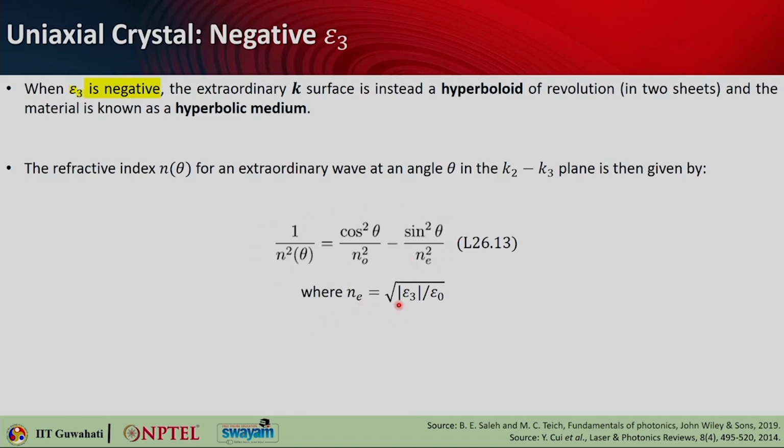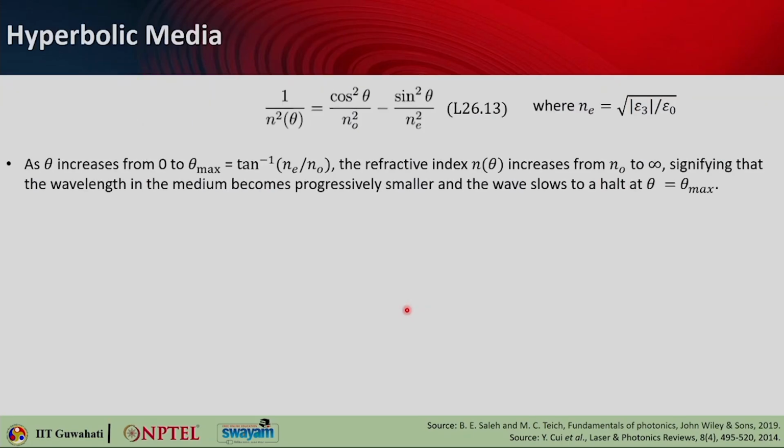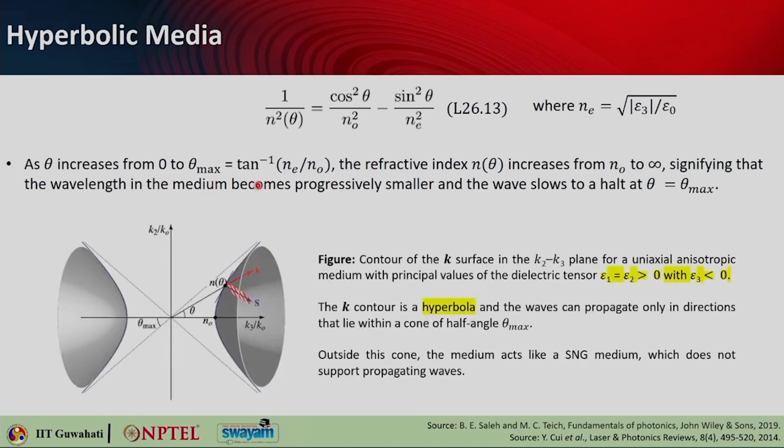Here NE is basically the square root of mod epsilon 3 over epsilon naught. Why mod? Because epsilon 3 here is negative. So if you do that, you also know that theta can increase from 0 to theta max. So what is theta max? Theta max is given as tan inverse of NE over NO. And that can make your refractive index n theta go from n0 to infinity.